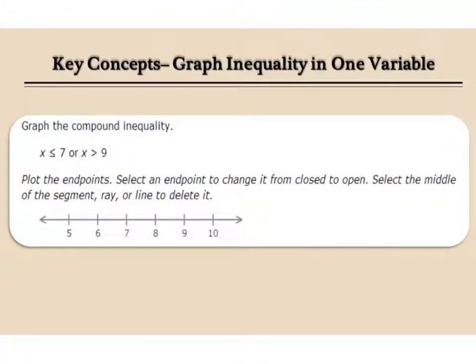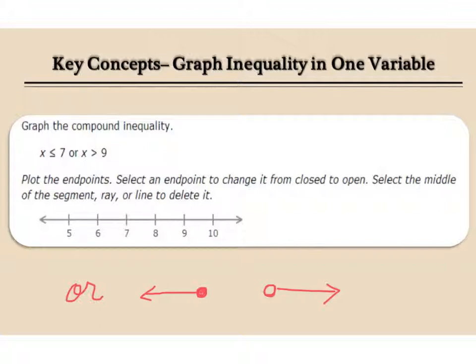Here is the or inequality. I like to think of the or inequalities are like the oars on a boat or an oars on a canoe. So they are going to be either open circles or closed circles. And the arrows are going to point away from each other, almost like oars on a canoe. So here we have one. It says to graph the compound inequality.